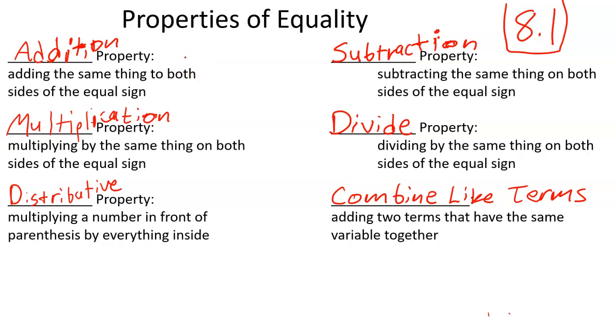If you need to pause and write all this down, you can, but let's just go through some of them. A lot of this is going to sound like stuff we've done before, like the addition property. All you're doing is adding the same thing to both sides of the equal sign. Subtraction is the same except for subtraction. Multiplication property, multiplying the same thing on both sides. Divide, it's basically all the same thing, okay?